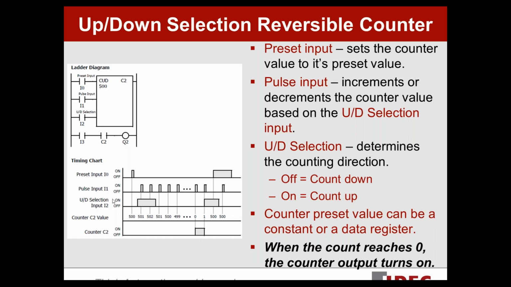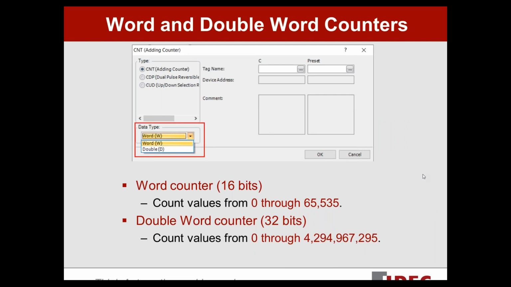If our up-down selection input turns back on, so we're counting up and we get another pulse, we go from 0 to 1. When we get that pulse on input 1, our counter turns to a value of 1, which means the counter is no longer true. So our counter output turns off. And those are the 3 different kinds of counters.